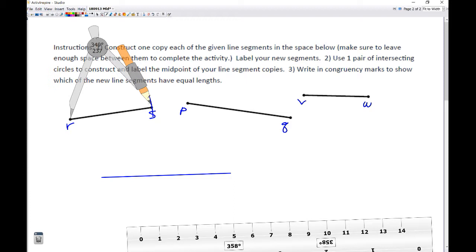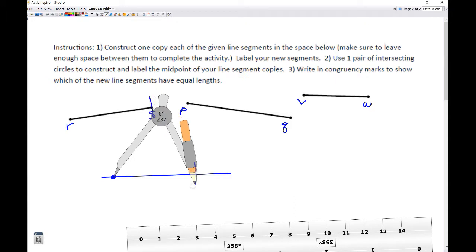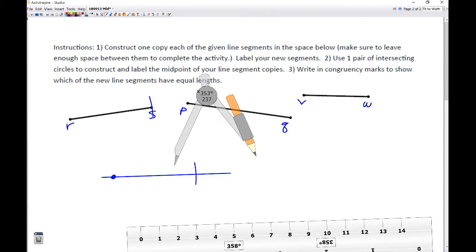Okay, I need a starting point on my line down here, so make sure you put a point on your line down here. And then you're going to bring that locked compass setting that you measured RS with down here. And then you're going to make an arc down here so that you can copy RS. You put it wherever you want, but I'm kind of putting mine over here just to accommodate for the circles.